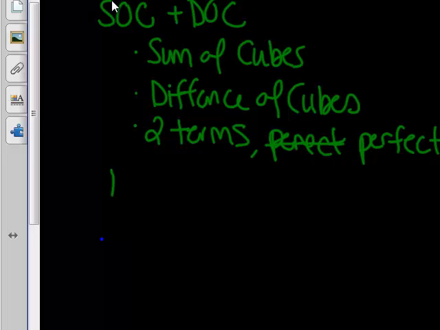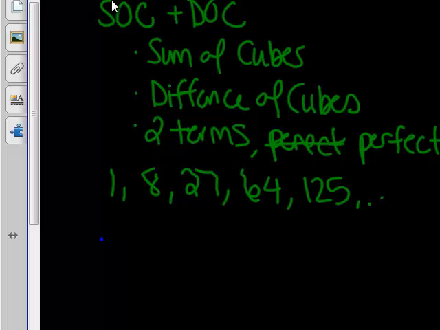Real quick, let's list off perfect cubes. 1 cubed is 1, 2 cubed is 8, 3 cubed is 27. Again, what I mean by that is 1 times 1 times 1 is 1, 2 times 2 times 2 is 8, 3 times 3 times 3 is 27, and so on. 4 times 4 times 4 is 64. 5 cubed, 5 times 5 is 25, times 5 is 125. Okay, and on the list goes. So those are some examples of some perfect cubes.